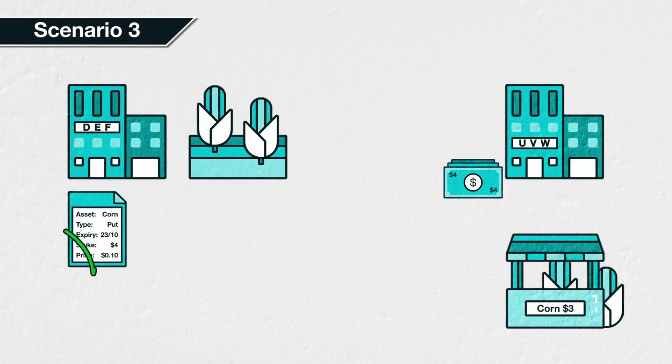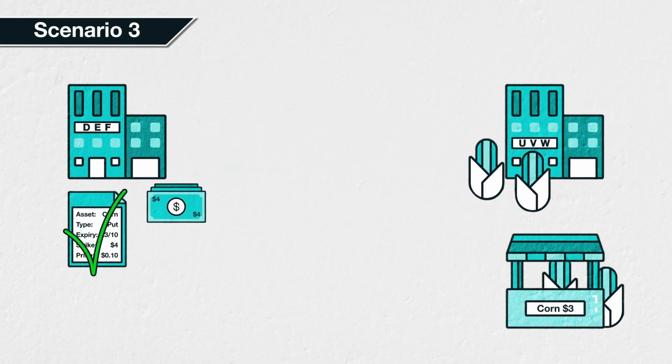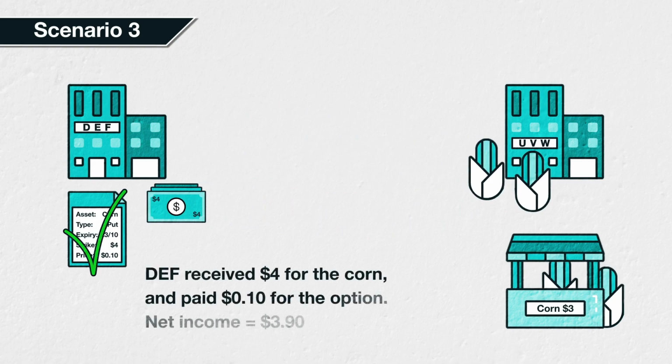DEF therefore exercises the put option with a strike price of $4, which means they receive $4 per bushel for the corn. They also paid 10 cents per bushel for the option though, so the net amount received is $3.90. Although the price of corn has fallen significantly, the put option has ensured the amount that DEF receives does not fall below $3.90. As this is still above the $3.80 level that they set as an acceptable level, this means they have guaranteed they will make an acceptable profit.